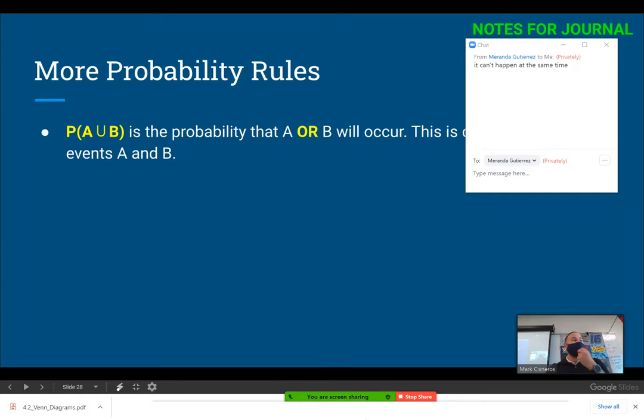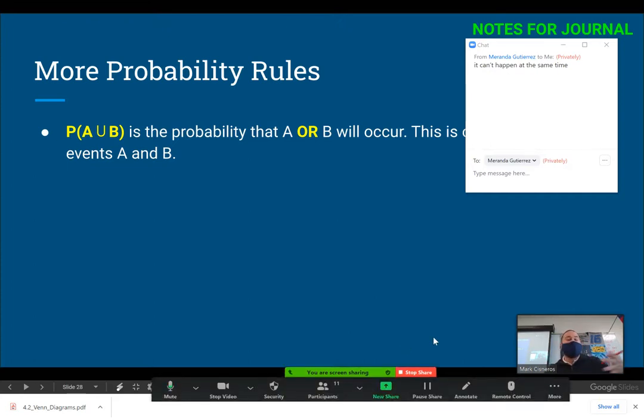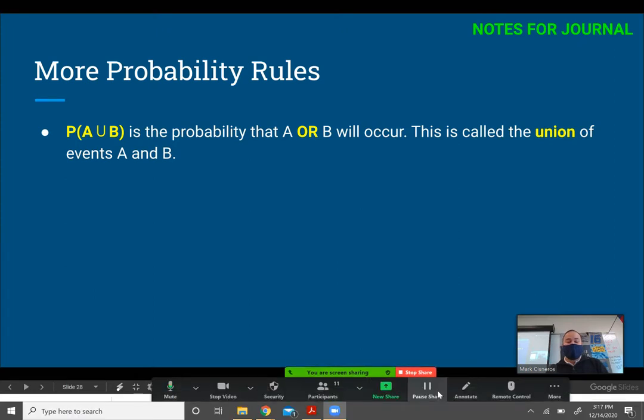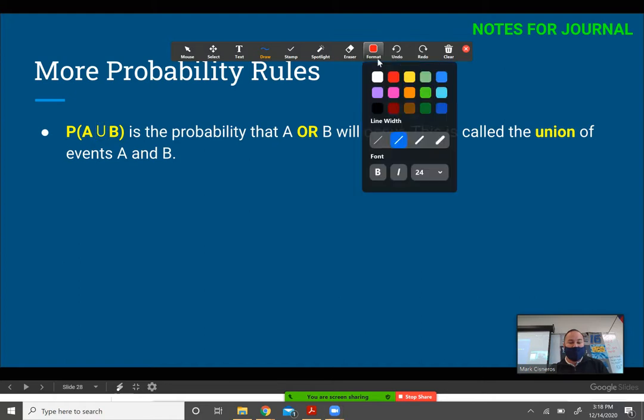The notation for probability where it talks about A or B, we use this thing called the union symbol. Okay, and it's called union not because it looks like a U, but because it'll make a lot more sense when I show you on a Venn diagram. But this is called the probability, the union of A and B, the probability of A or B happening. This right here means or. I keep using that red color. Use a different color.